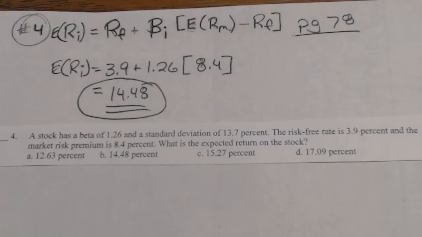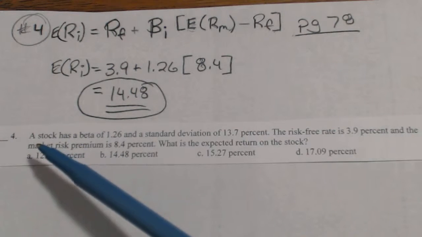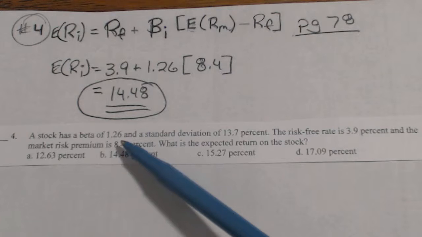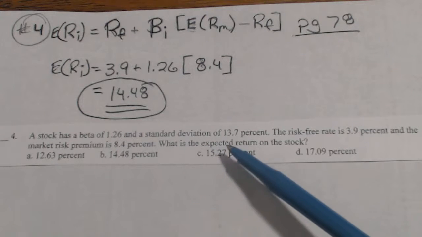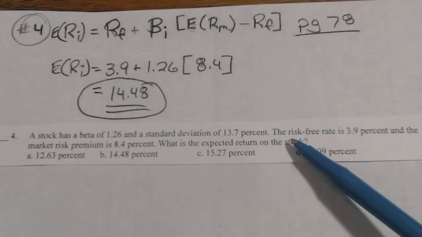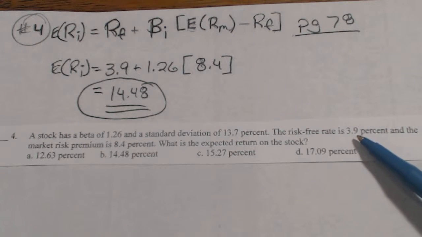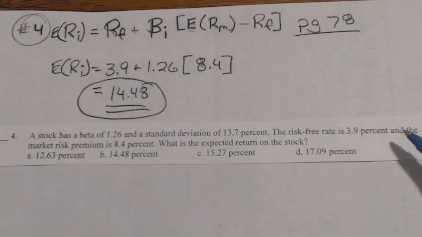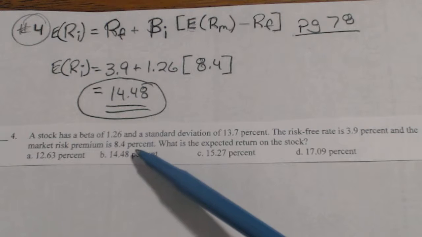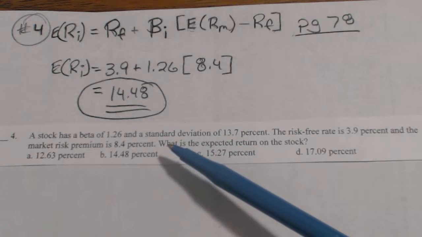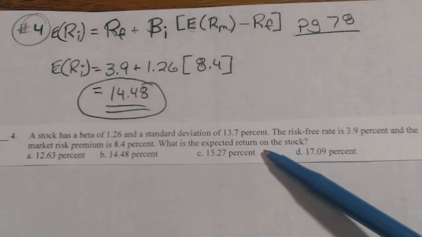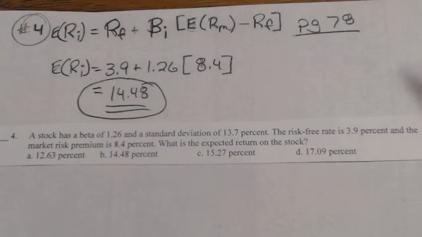Okay, this is Business 342, the practice final, set number 3, problem number 4. A stock has a beta of 1.26 and a standard deviation of 13.7. The risk-free rate is 3.9% and the market risk premium is 8.4%. What is the expected return on the stock?